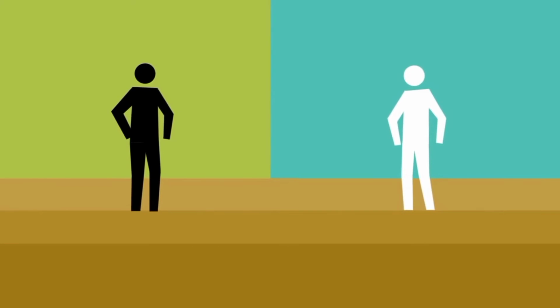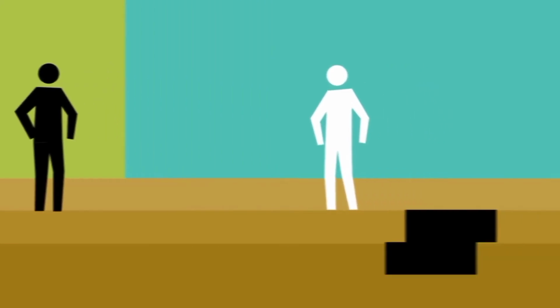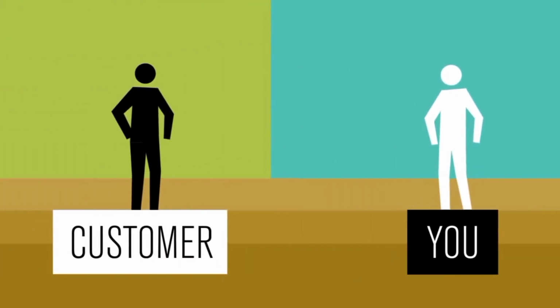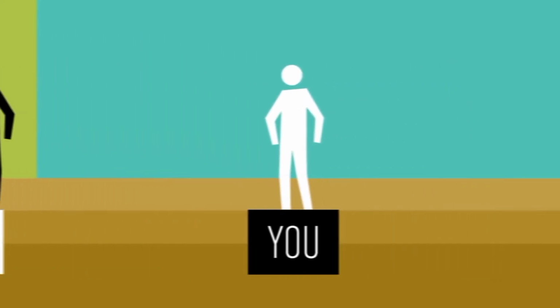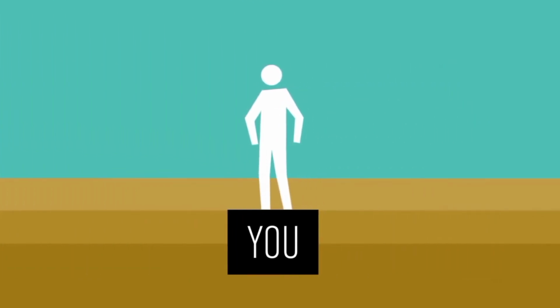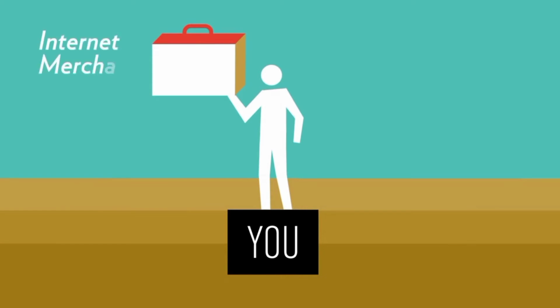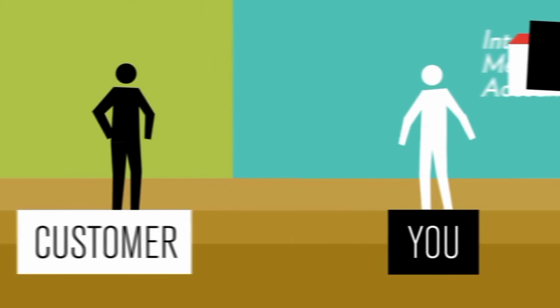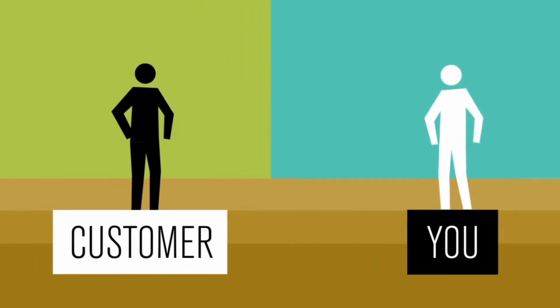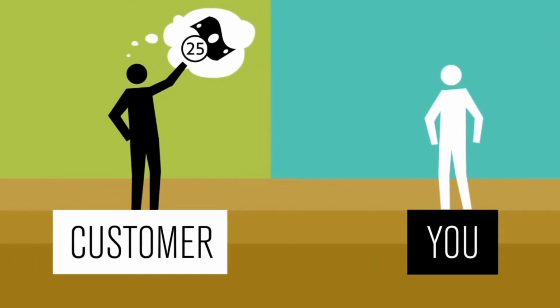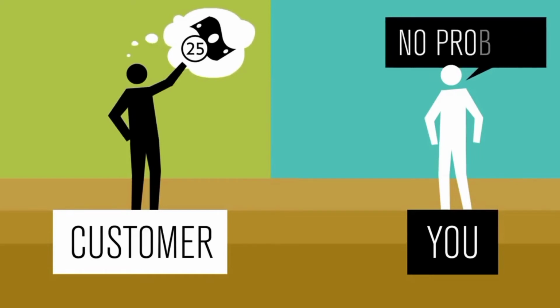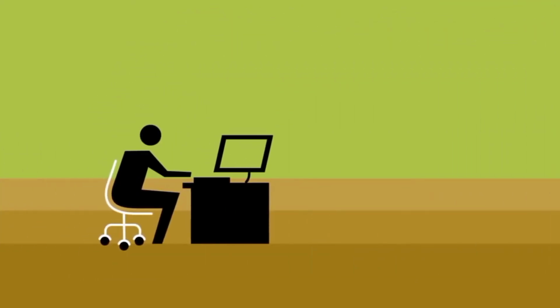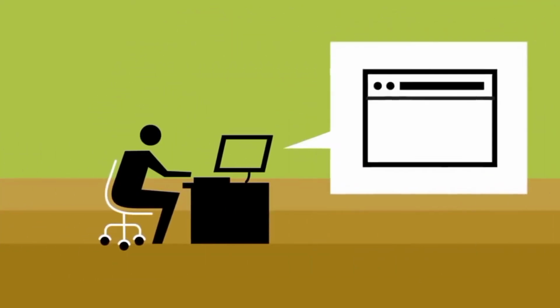The main players in an online payment are you and your customer. To accept credit cards from customers, you need a couple of things: an internet merchant account and a payment gateway. On top of that, you can also choose to include an alternative payment method like PayPal to service those customers who shy away from using credit cards. Once those pieces are in place, here's what happens next.